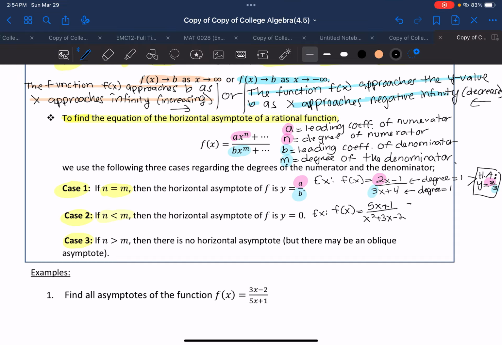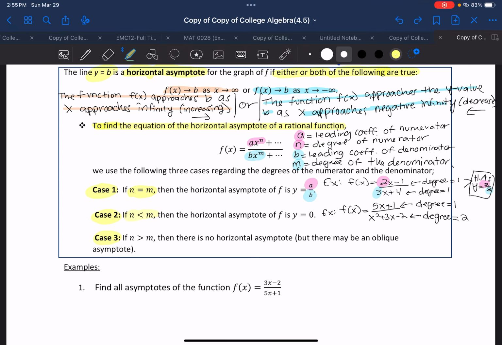then the degree on the numerator is equal to 1, because that's the highest exponent in the numerator, because of the 5x. And the degree of the denominator would be 2, because that's the highest exponent of that polynomial in the denominator, x squared. So here, the top degree, 1, is smaller than the bottom degree. So when that happens, the horizontal asymptote is just the equation y equals 0.